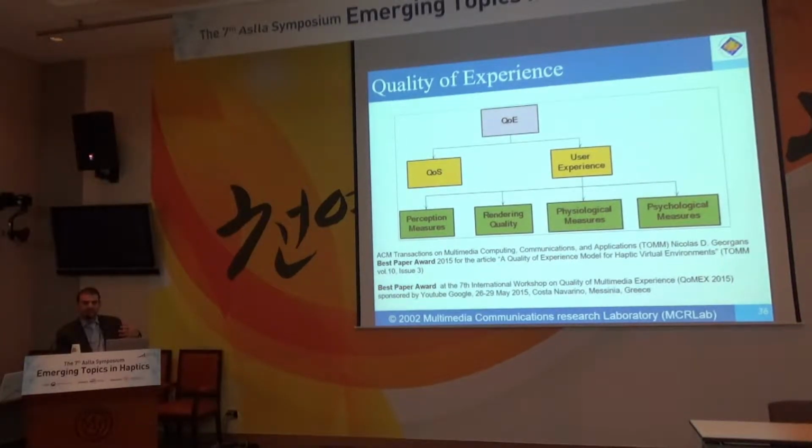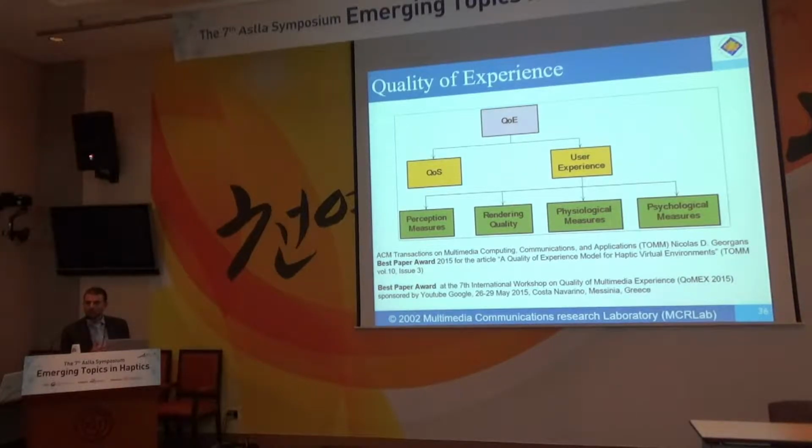Another field of studies that is very interesting in multimedia computing is what we call quality of experience. From a communication and networking perspective, we talk about quality of service, which considers jitter, delay, loss, and security, but very little is done about user experience. So we performed an analysis, and we came up with a classification of user experience into 4 main categories: perception measure, rendering quality, physiological, and psychological measures, and each of those categories has subcategories.